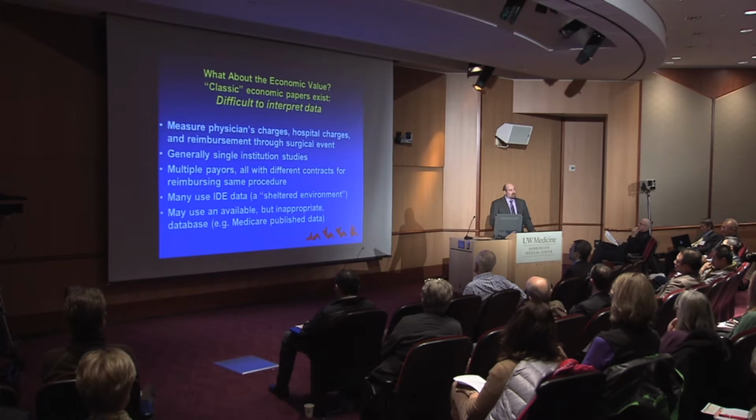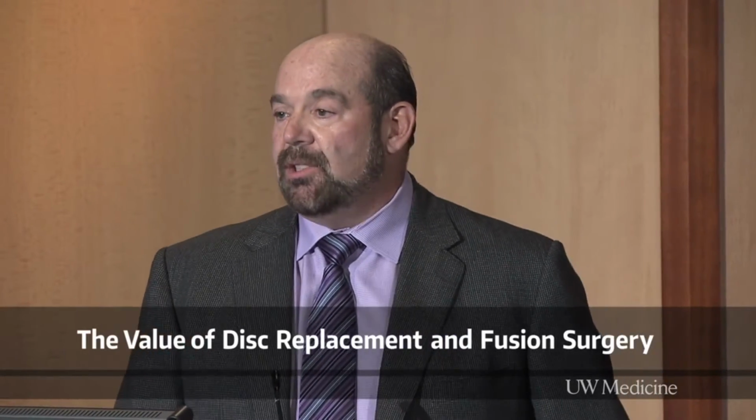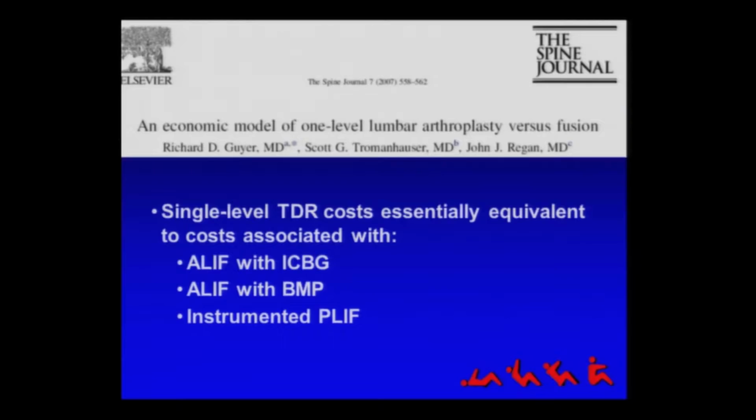Many of these studies use the IDE data, which is a sheltered environment. I mean, these are patients who are selected with very strict inclusion-exclusion criteria, very strict age groups. They may not represent real-world patients. And lastly, some of these papers use inappropriate patient populations, such as a Medicare database. The arthroplasty patients are labeled between ages 18 and 60. So the only patients who are under CMS in that group are patients who are on Social Security disability who may have other comorbidities, other reasons they're on disability. They're not, again, reflective of our typical real-world patient. And I'll review some of those papers with you.